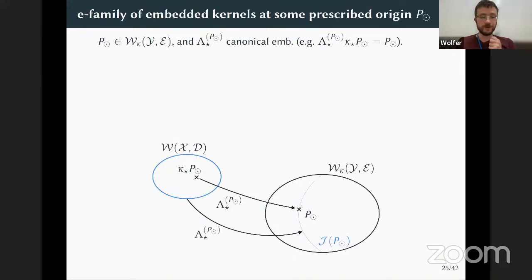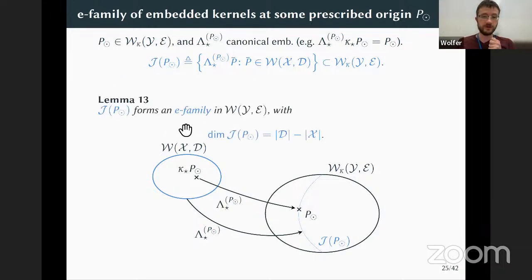A different, another family we want to introduce is the following. Now let's introduce some P origin in the set of lumpable Markov chains. And here in the base set, since this belongs to the lumpable matrices, we can lump it. And so we have kappa star of P origin in the original set. And now there always exists, we can construct it, a Markov embedding that brings this lumped version to the P origin. There always exists such an embedding. And we will denote by J of P origin the image of W_X by this particular embedding. So here on the resulting space, it can correspond, for example, to this line. And we can show that J of P origin forms an E family in W_Y, and we can also understand its dimension.